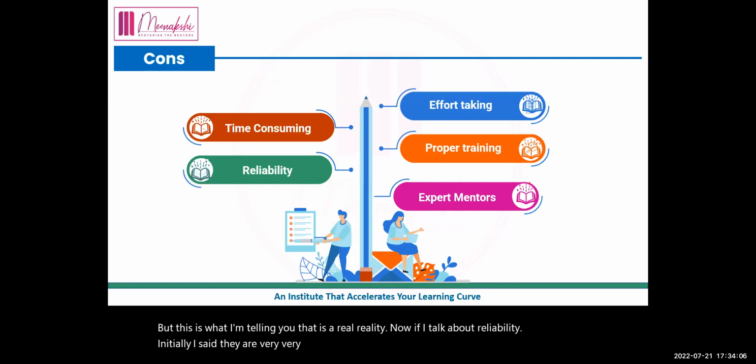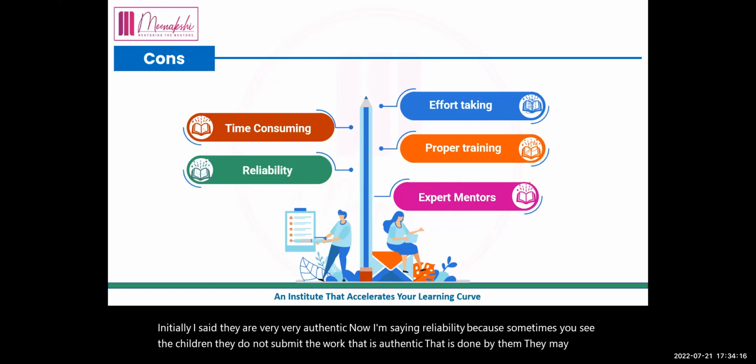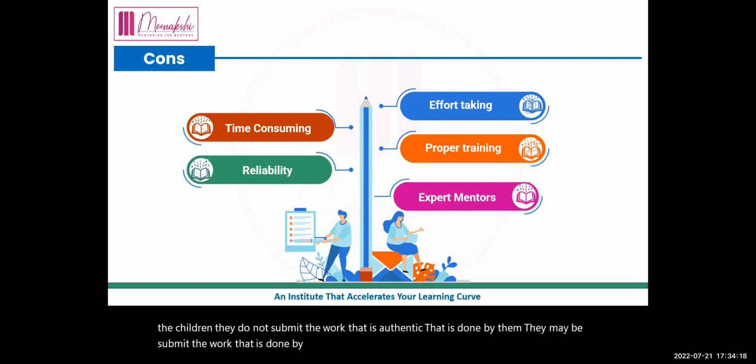Now I'm saying reliability because sometimes you see the children do not submit work that is authentic, that is done by them. They may submit work that is done by their peer group, their friends, their parents, outside agencies and all. So that means they are not reliable.